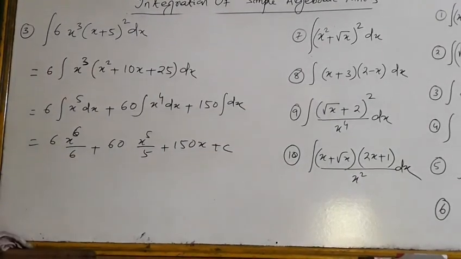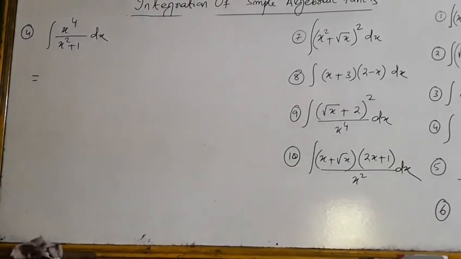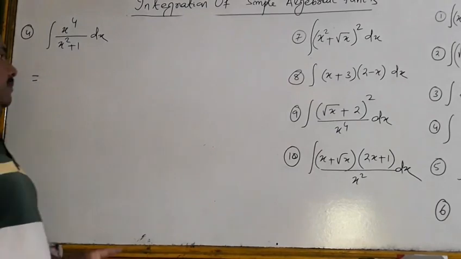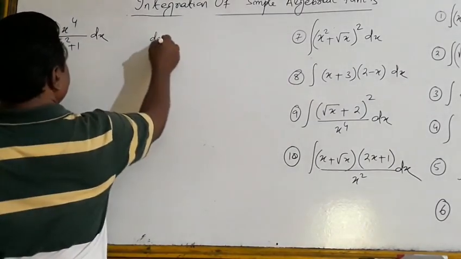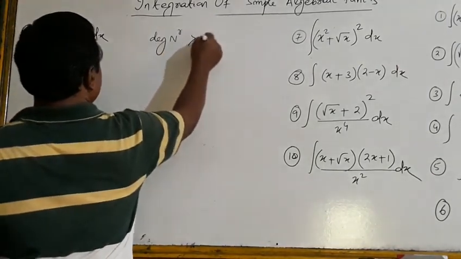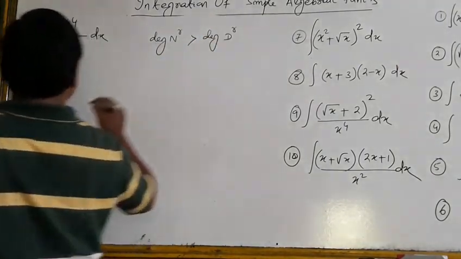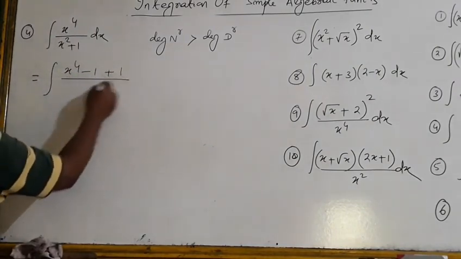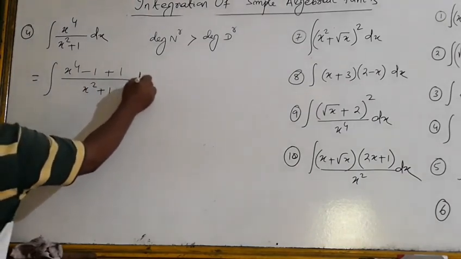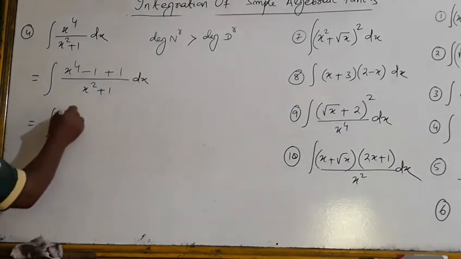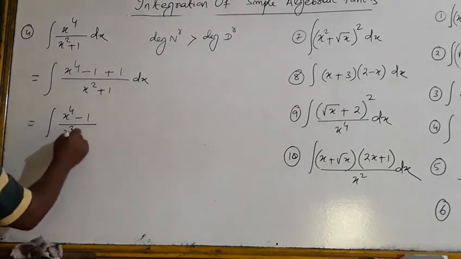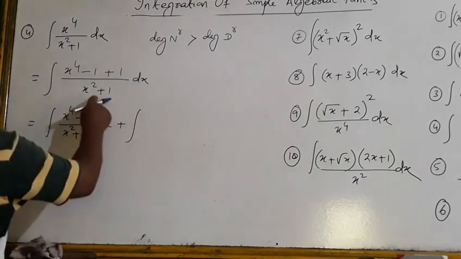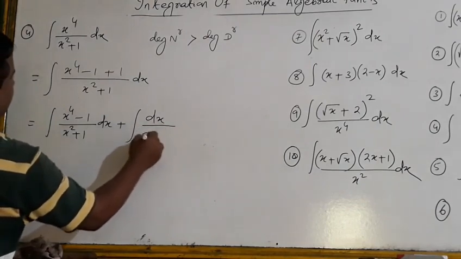Okay. Now number 4. It is x4th by x square plus 1. Very important thing. This type of problem, where the degree of numerator is greater than the degree of denominator, at that time what we will do? Just x4th minus 1 plus 1 by x square plus 1 dx. It becomes x4th minus 1 by x square plus 1 dx plus integration 1 by x square plus 1.